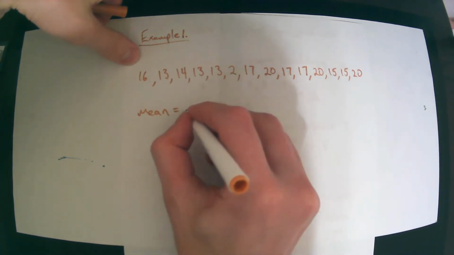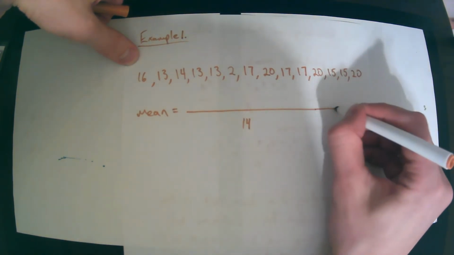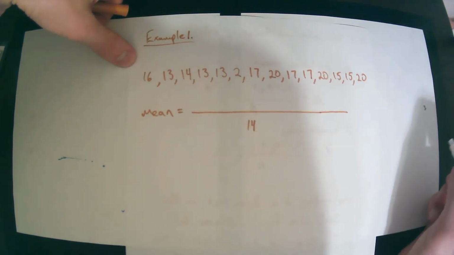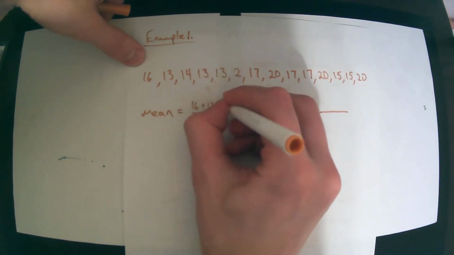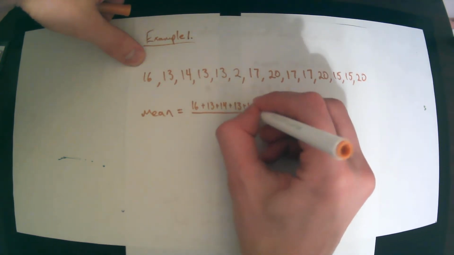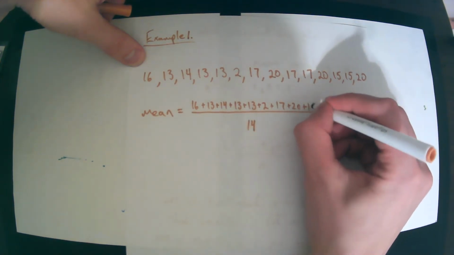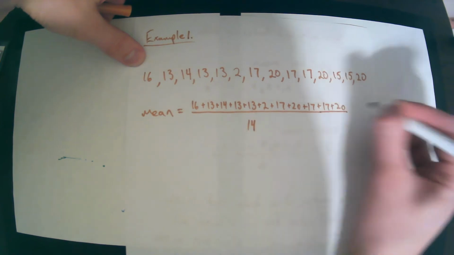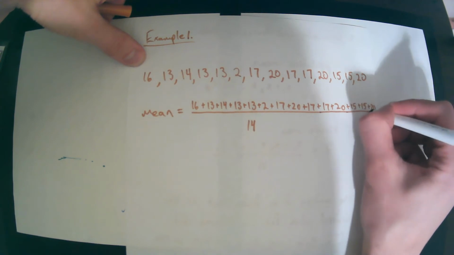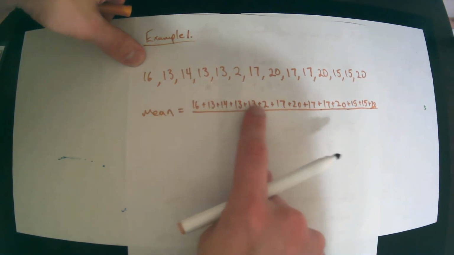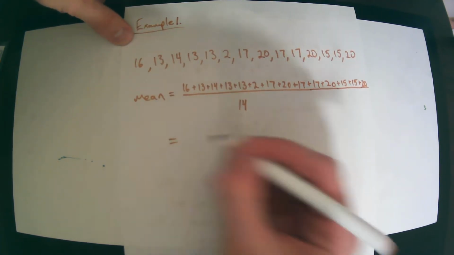is equal to, and I know I counted up 14 numbers, so that's what I divide by. And I'm going to take the sum of all of these. So I'm going to have 16 plus 13 plus 14, 13, 13, 2, 17, 20, 17, 17, 20, 15, 15. Ooh, barely fit. Okay, good. Let me count these up. 1, 2, 3, 4, 5, 6, 7, 8, 9, 10, 11, 12, 13, 14. Okay, good. And now I'll just calculate this in my calculator.